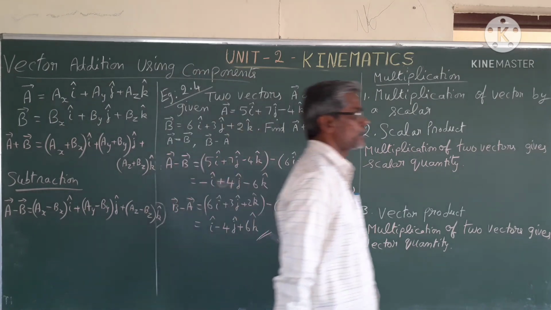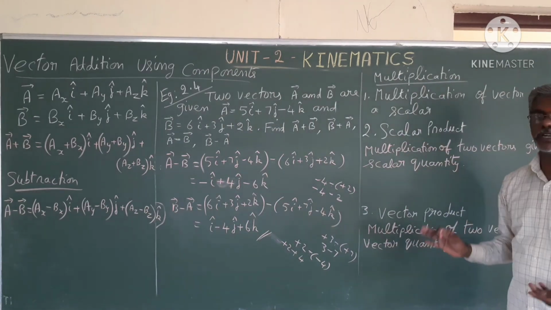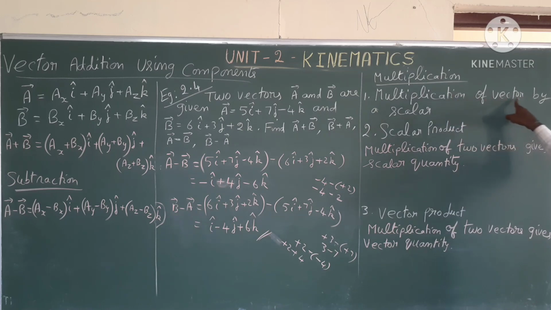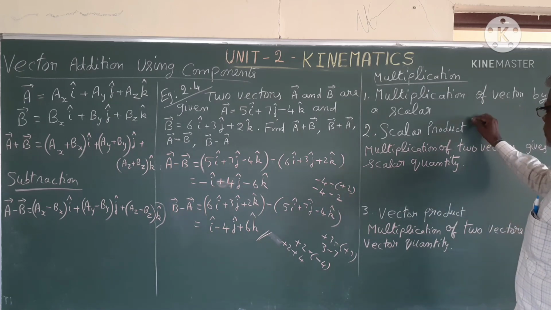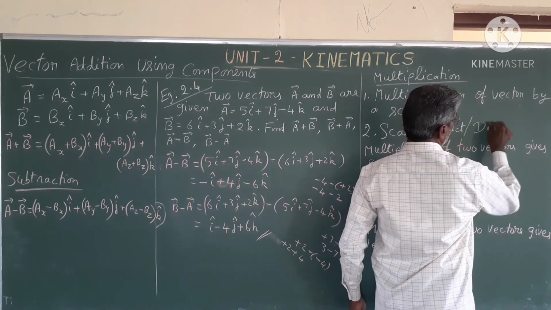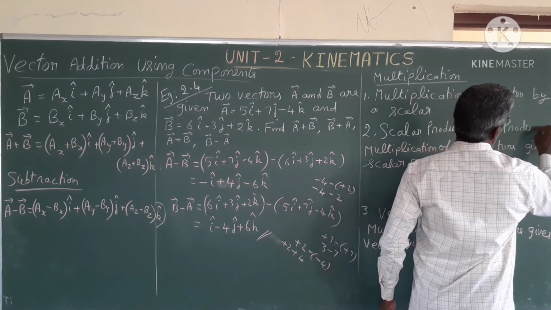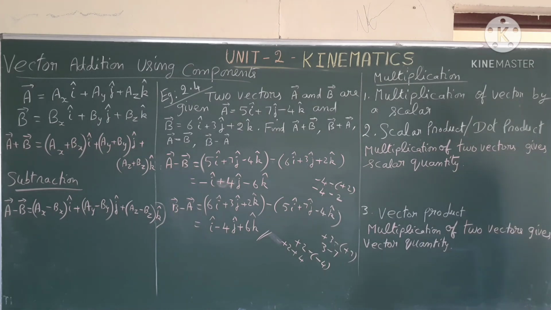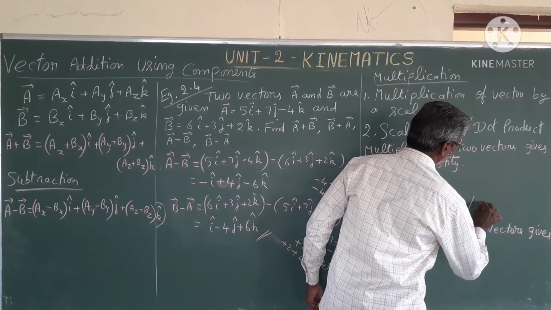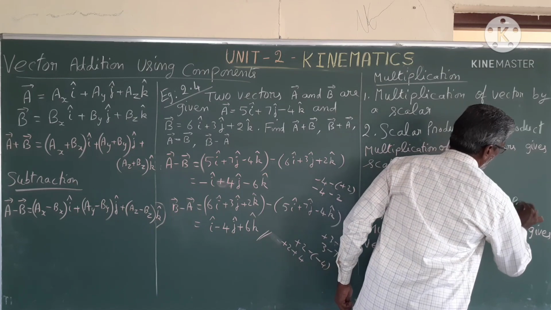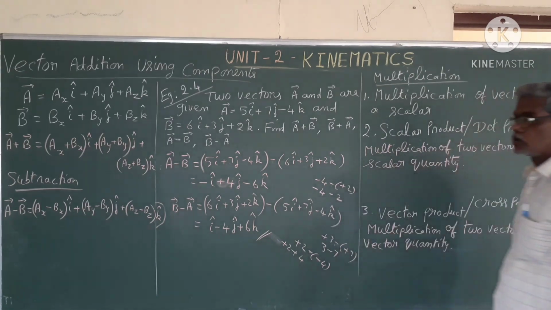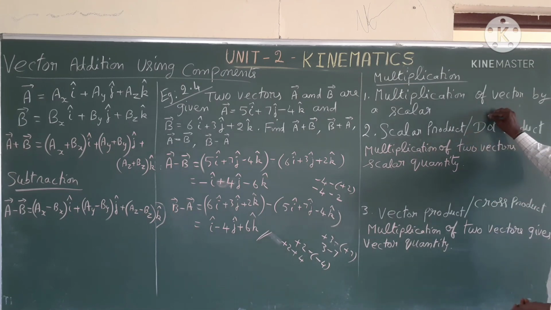Understood? Now we will go for multiplication. There are three ways of multiplying. One is multiplication of vector by a scalar. Next one is scalar product. The third one is vector product. The scalar product is also called as dot product. Vector product is also called as cross product. Here they will be mentioning a symbol dot. Here mentioning cross. That is into symbol.